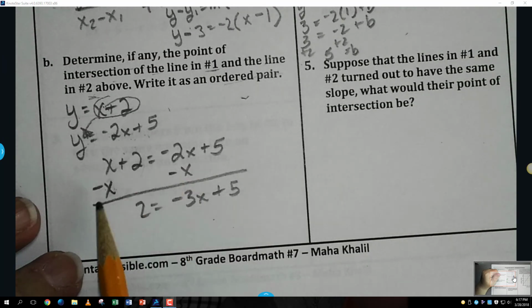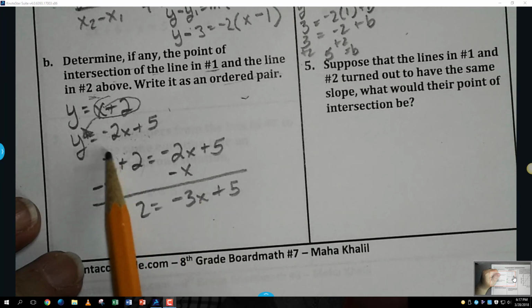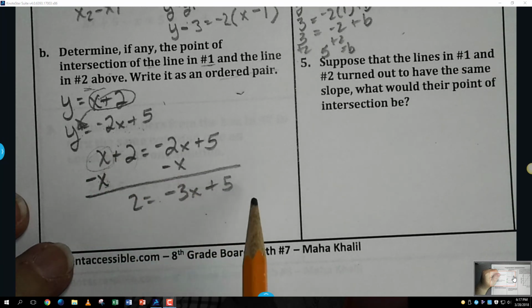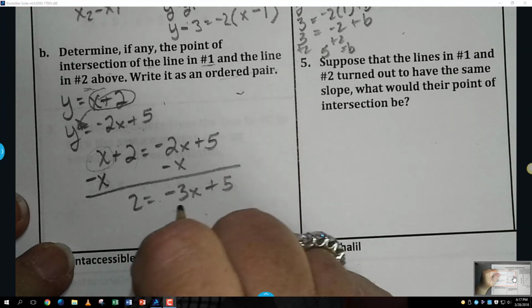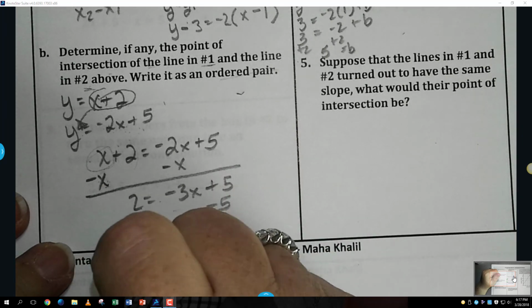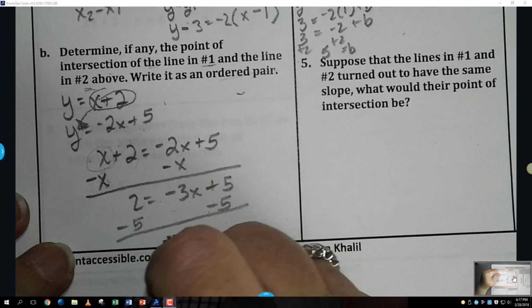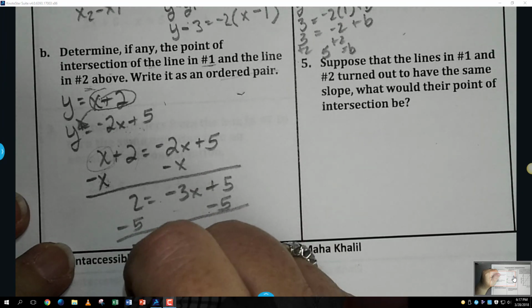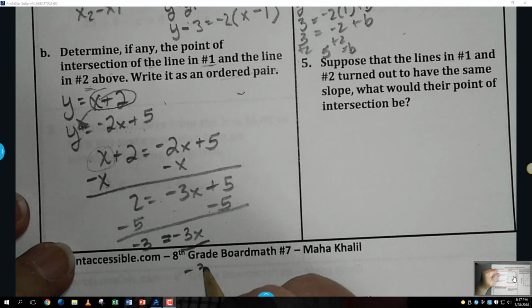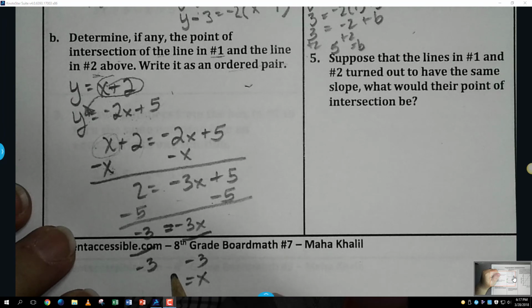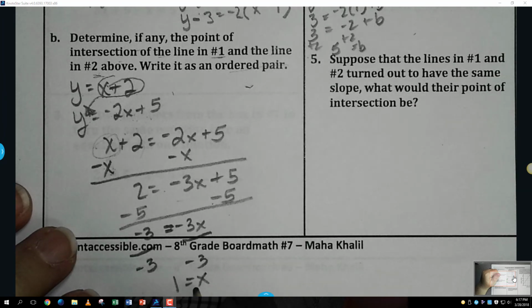So I subtracted x because then I'm eliminating it from this side, and I got 2 equals negative 3x plus 5. Then I need to isolate this, so I'm going to subtract the 5 from both sides. Divide both sides by negative 3. I'm going to get x equals positive 1. So that's part of where it crosses, right?